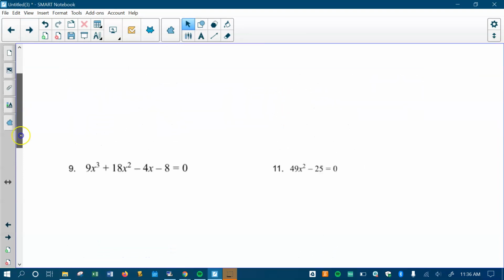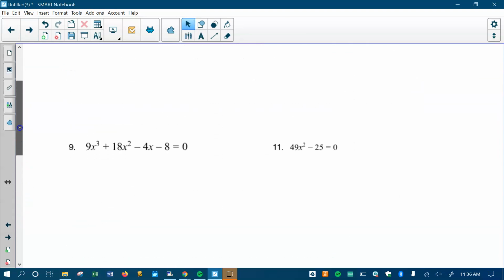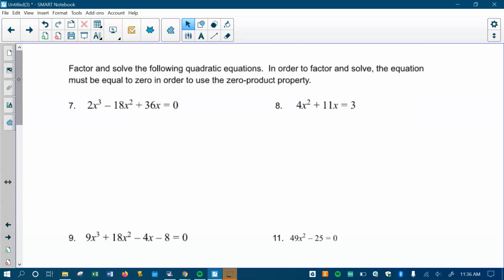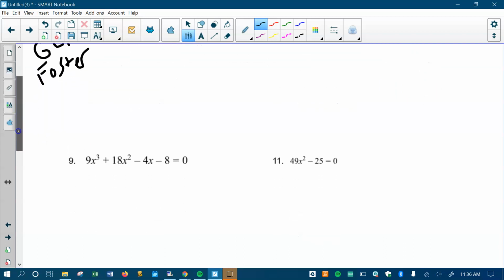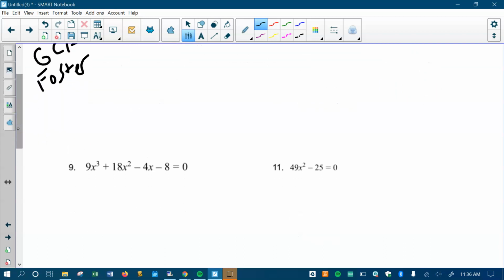So now we have 4 more problems. I'm going to ask you to go ahead and pause and try to solve these on your own by using any factoring method that you know to try to solve for x. I'll give you some hints here, just so we can get started. Number 7, I believe you're going to need a GCF, and you're going to need a Foster method. For number 8, you're going to need to split the middle. For number 9, it looks like you're going to need to factor by grouping.